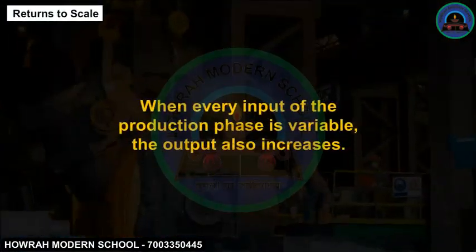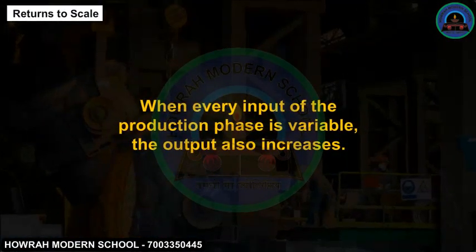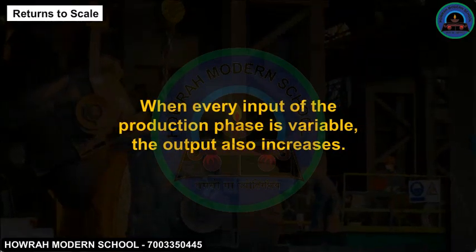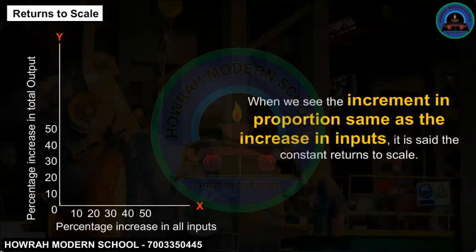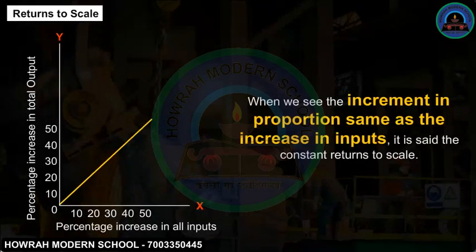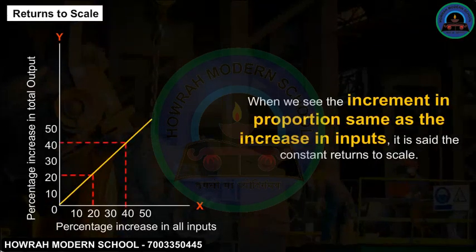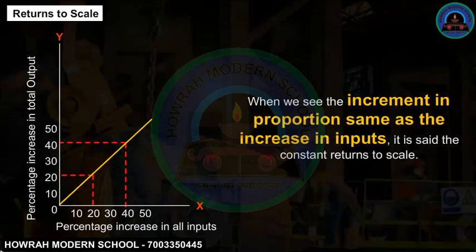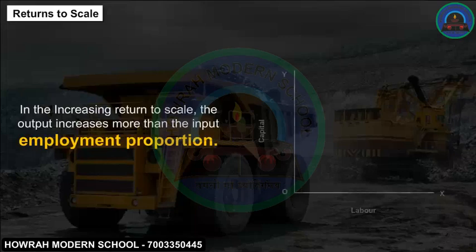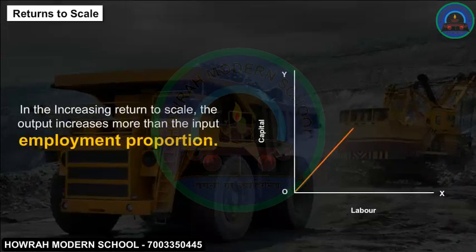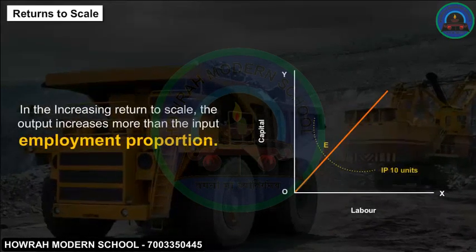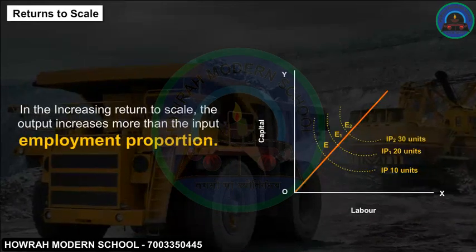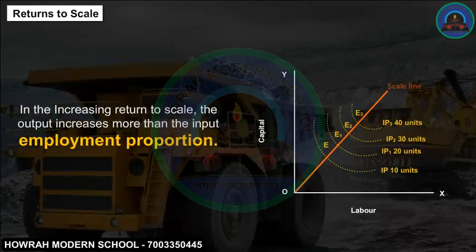When every input of the production phase is variable, the output also increases. When we see the increment in output in the same proportion as the increase in inputs, it is said to be constant returns to scale. In increasing returns to scale, the output increases more than the input employment proportion. In decreasing returns, the opposite happens.